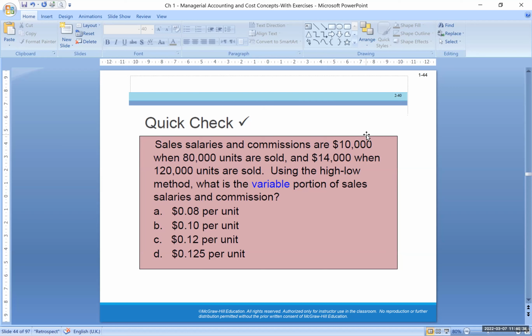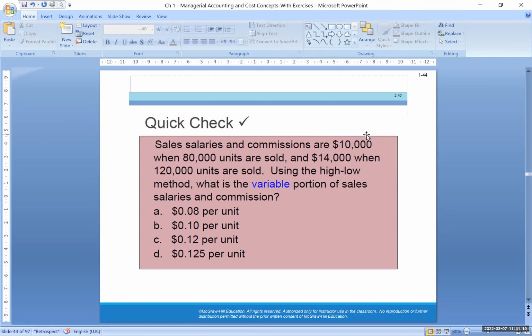A quick check. Sales salaries and commissions are $10,000 when 80,000 units are sold, which is a cost if we sell 80,000 units, and $14,000 if we sell 120,000 units. Using the high-low method, what is the variable portion of the sales salaries and commission?